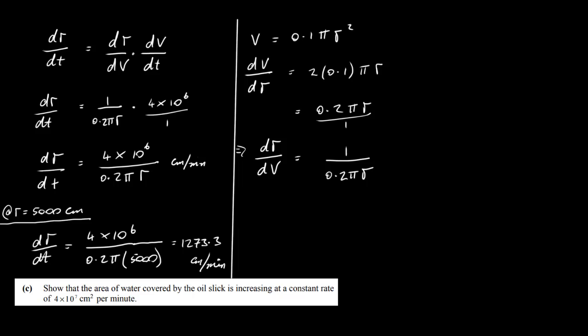That's our answer there. Okay, so in part C, we've got to show that the area of water covered by the oil slick is increasing at a constant rate. So really what we're looking for here is dA dt, the rate at which the area is increasing with respect to time. So we want dA dt. So we're going to put the dA up here, we put the dt down here, and the other variable that we're dealing with here is the radius. So I'm going to put dr here and dr here. So these will cancel if you like, and we just end up with dA dt. So the first thing I'm going to do is work out dA dr.